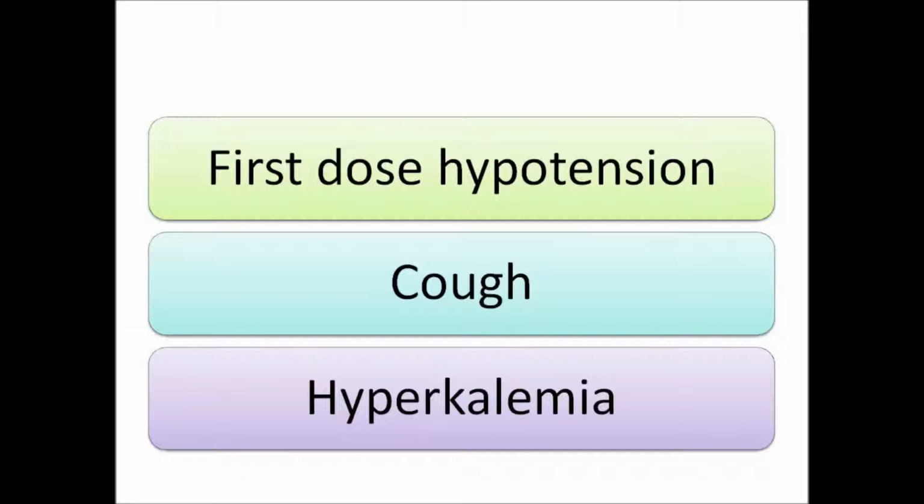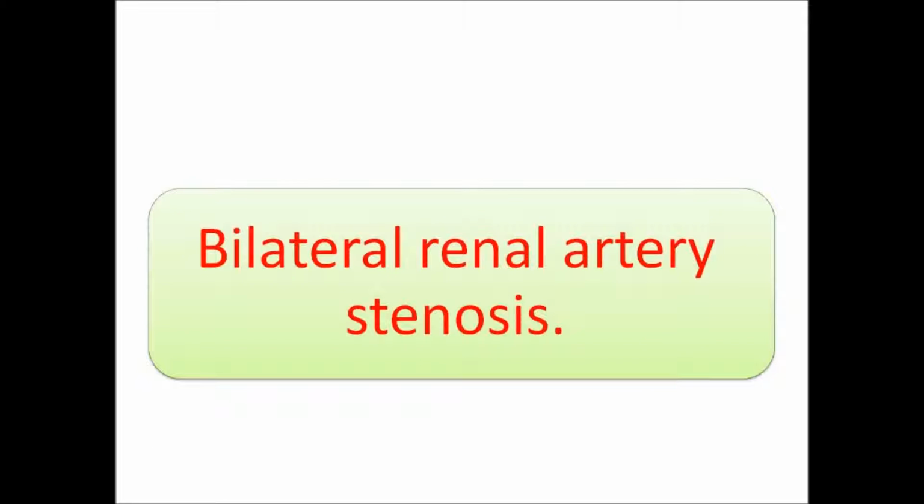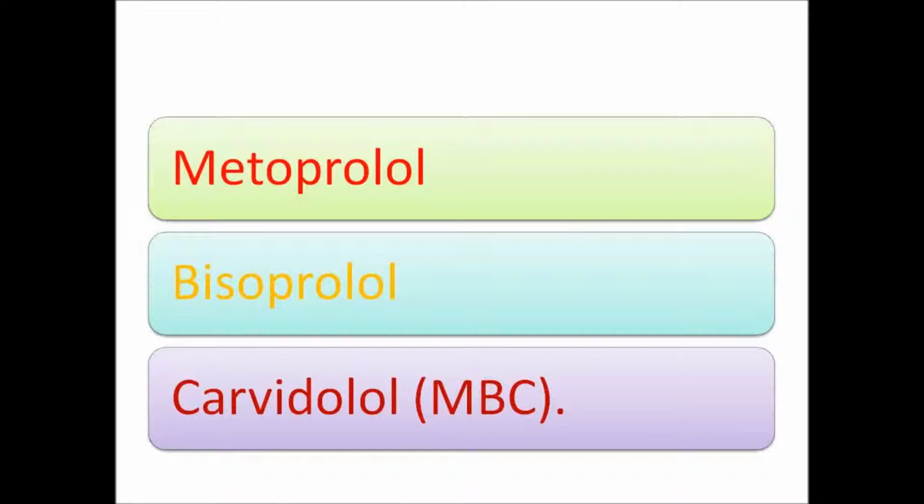Main contraindication for angiotensin converting enzyme inhibitors is the patient with bilateral renal artery stenosis. These drugs should not be used in those patients, and also for pregnant women, angiotensin converting enzymes inhibitors are contraindicated. Okay, now, not all beta blockers work for heart failure. There are mainly 3 beta blockers that work for heart failure, and these are metoprolol, bisoprolol, and carvedilol.